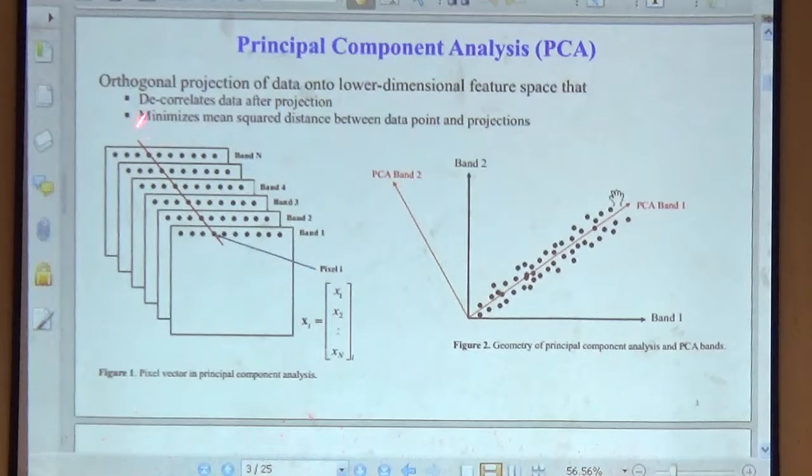So PCA decorrelates data. We will have a transformation where, if you consider this as x, I will get a vector y which is related to x in a linear manner. It is not a non-linear transformation, it is a linear transformation. So the mathematics is linear.